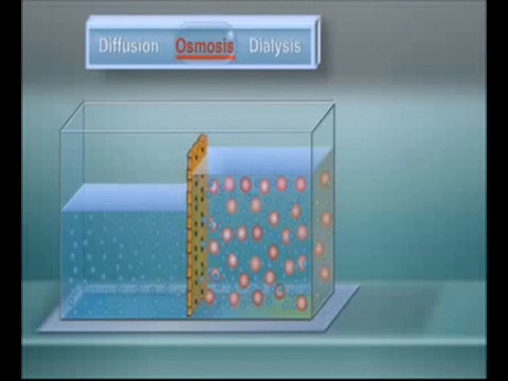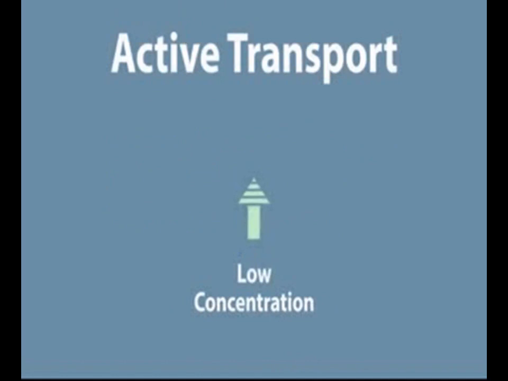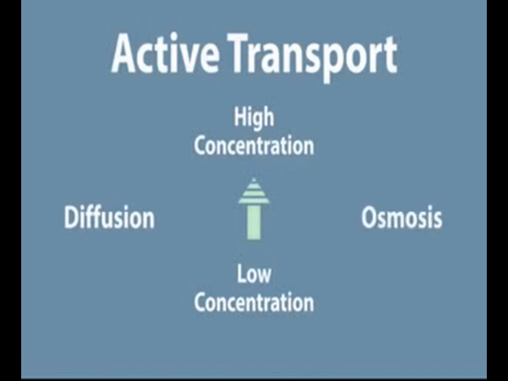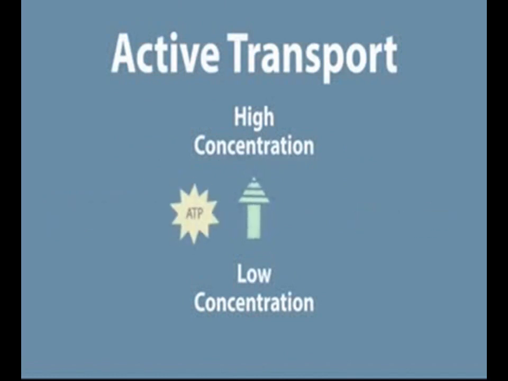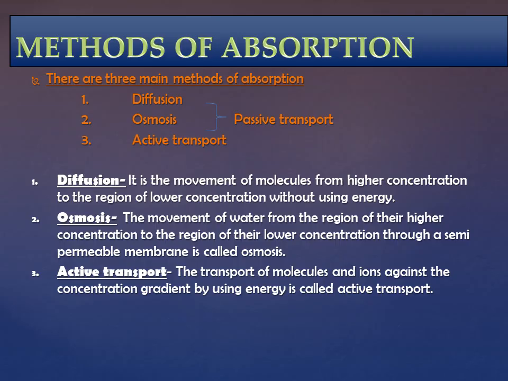Now coming to active transport. This occurs from low concentration to high concentration, that is just the opposite of diffusion and osmosis. Thus it needs energy to do so. It is moving against the concentration gradient. With this we come to the end of this video. I hope you have understood the topics well enough.